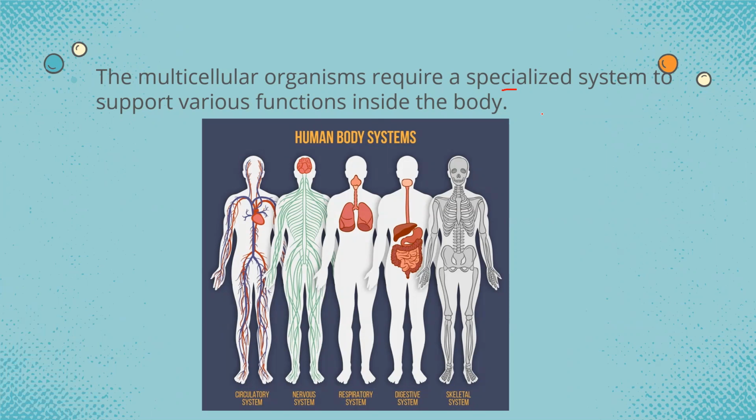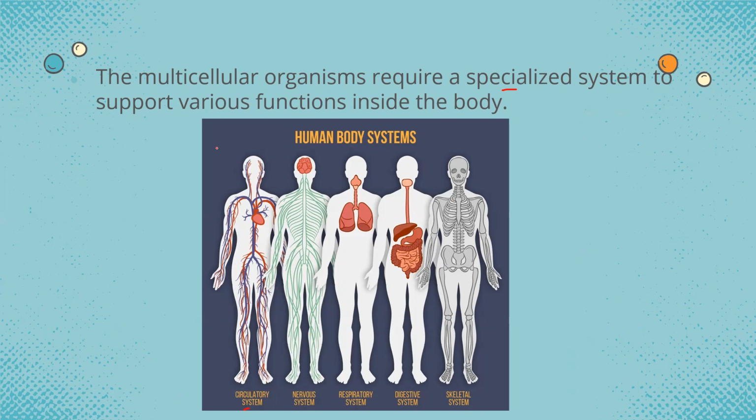As we know, in multicellular organisms the number of materials that move inside and outside the body is very large, and the distance over which these materials are transported is also very large. That is why they require specialized systems, and we are going to learn these systems in this chapter, but not in this video. In this video we are going to learn only one system, that is the circulatory system.